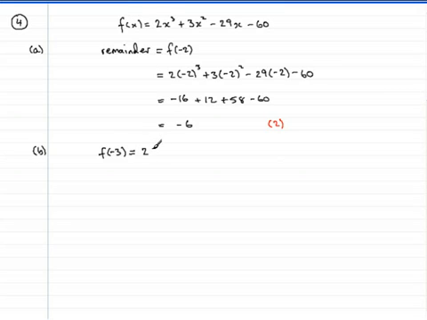So it's just a question of putting x as minus 3 into f of x. So we have 2 times minus 3 all cubed plus 3 times minus 3 all squared minus 29 times minus 3 and then minus 60. Okay, now if I do minus 3 cubed, that's minus 27, times it by the 2, that's minus 54. Minus 3 squared here is 9, 9 3s are 27, so that's plus 27. Minus 29 times minus 3, that's plus 87. And then we have the minus 60 on the end.